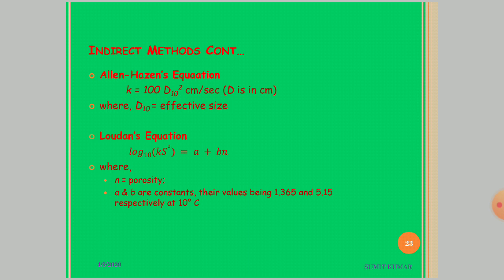Extensive investigation of filter sands by Hazen led to an equation for hydraulic conductivity, which is K is equal to 100 D10 squared, where D10 is the effective size and K is in centimeter per second. One more equation in terms of permeability is log K S squared is equal to A plus Bn, where n is the porosity and A, B are constants.